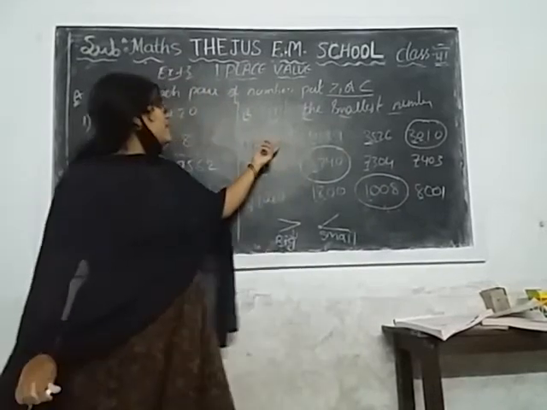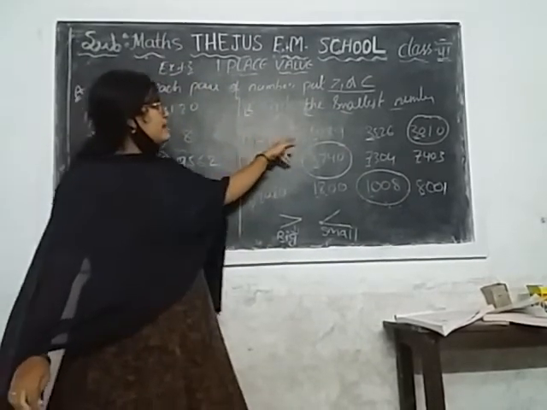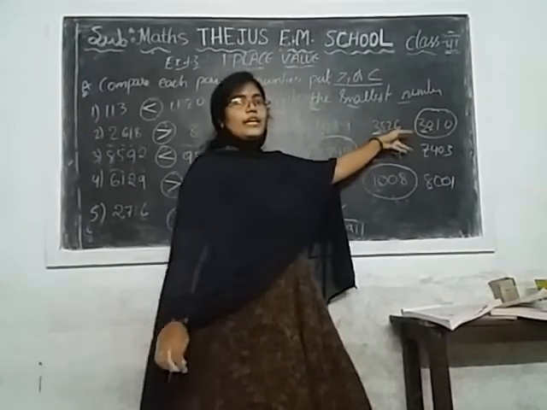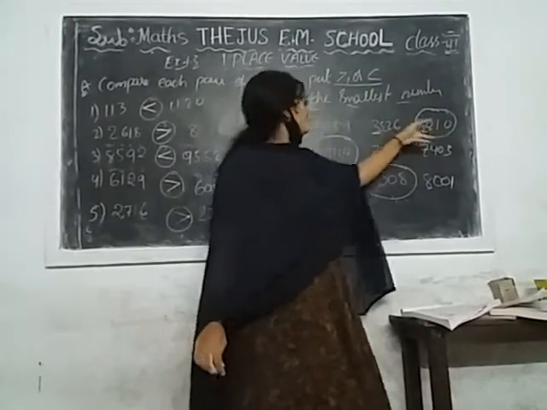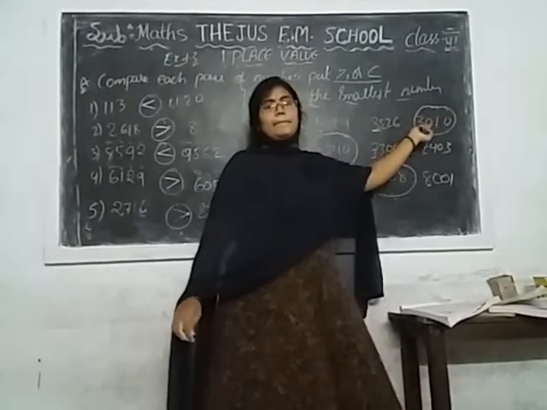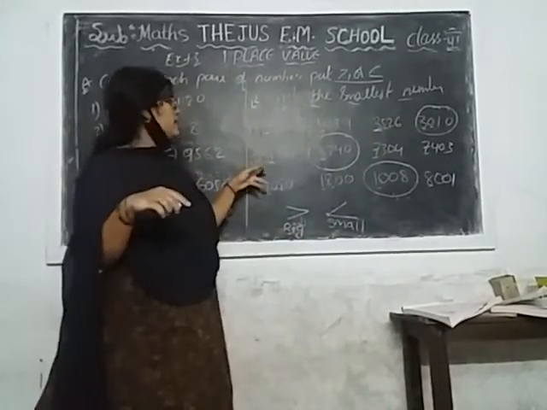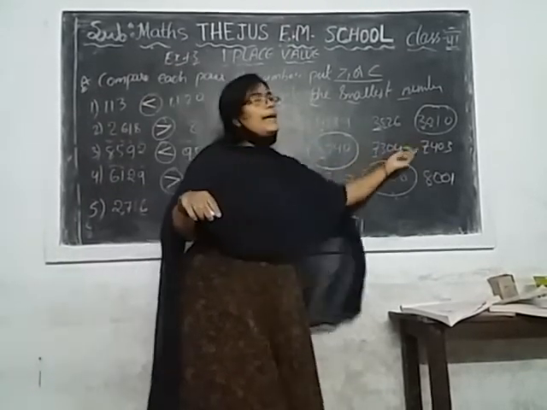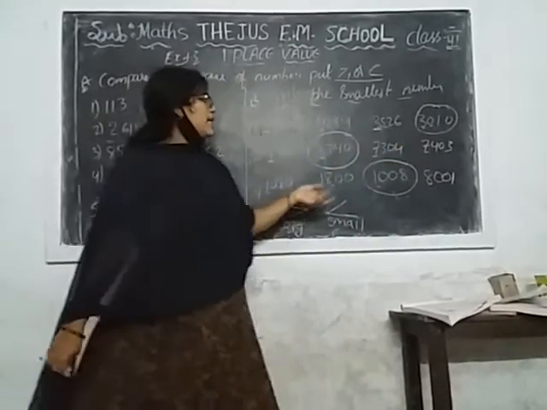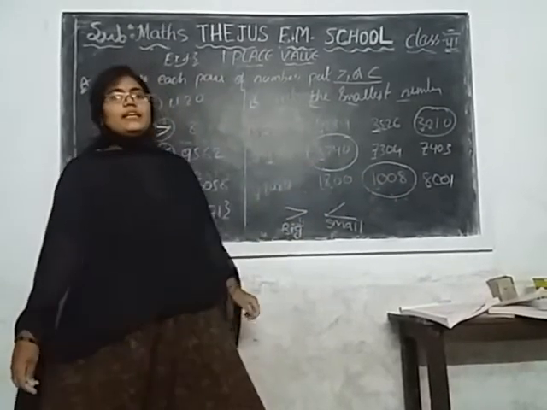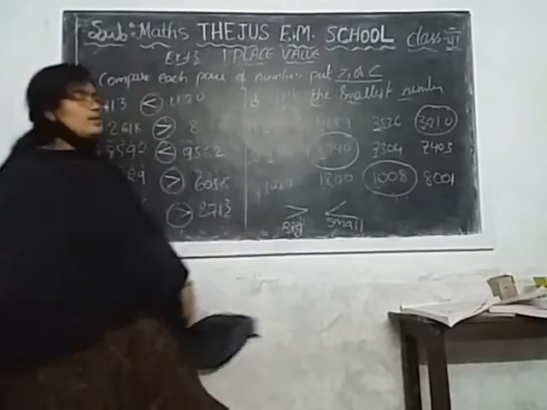Okay, again see from the starting onwards. This is 3205, 4289, 3526, 3010. Now compared to these three numbers, 3010 is the smallest number. So I am circling that number. Here 3740 is the smallest number when compared to the remaining numbers. And here 1008 is the smallest number when compared to the remaining numbers. Okay, note down.